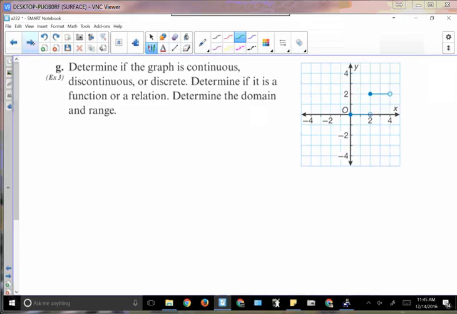Now, is this discontinuous, continuous, or discrete? What do you think? Continuous, discontinuous, or discrete? Discontinuous, okay. We can live with that. Is it a function? Yes or no? Well, technically he's right. It's yes or no. Okay.